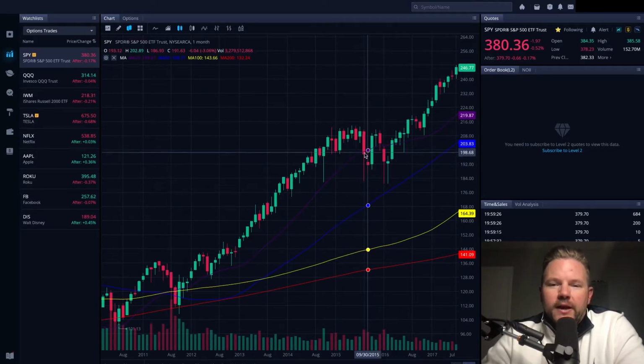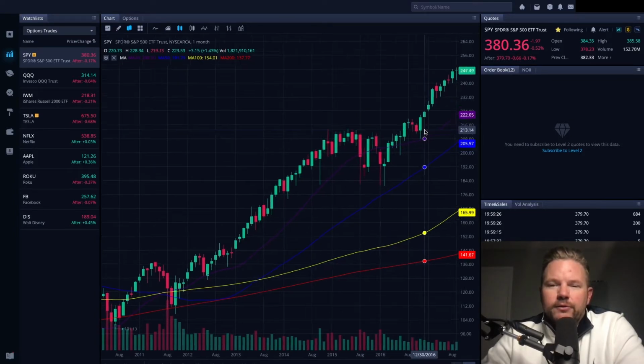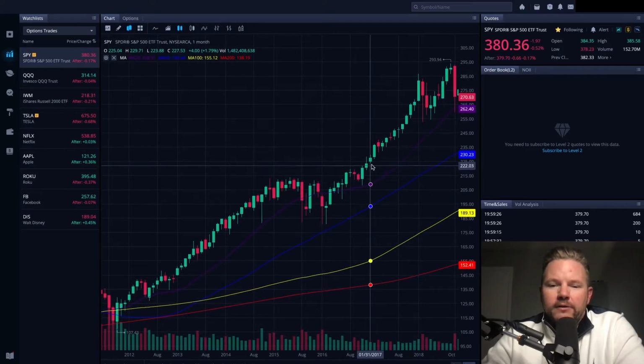So this indicates how this 20, even though we're dancing around it, acted as short-term support for this price action. And then we finally recover and get ourselves firmly above it. And then we have a nice, massive rally.